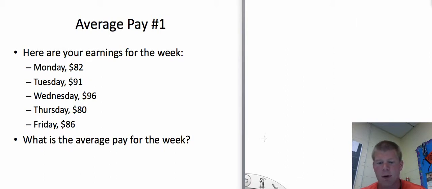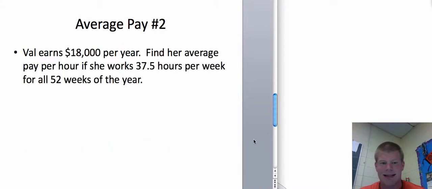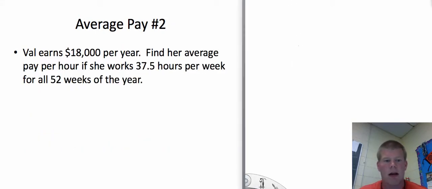So moving on to the next example. Let's say Val earns $18,000 per year. We want to find her average pay per hour if she works 37.5 hours per week for all 52 weeks of the year. This one's a kind of a multi-step problem that we've got going for us.